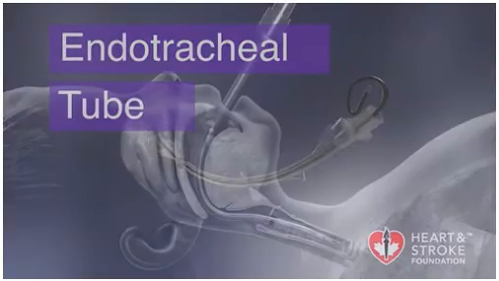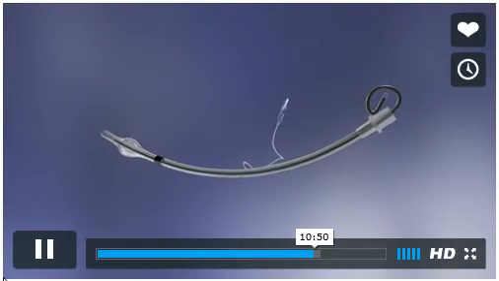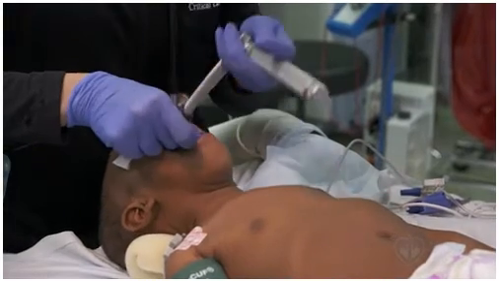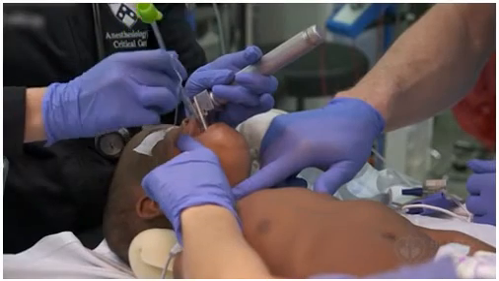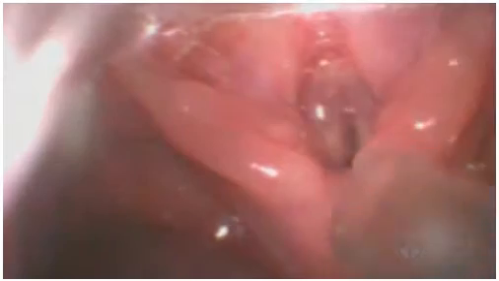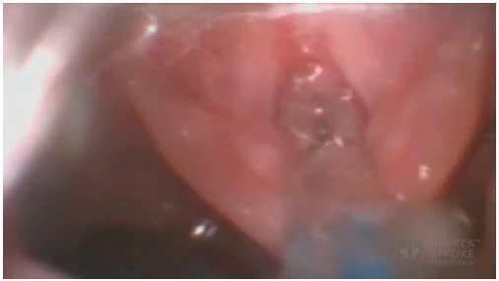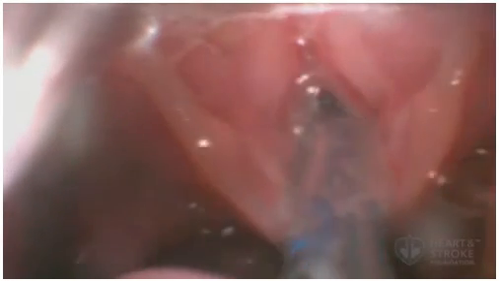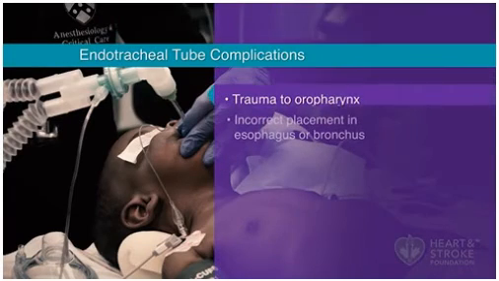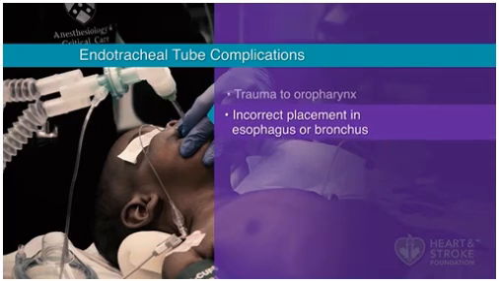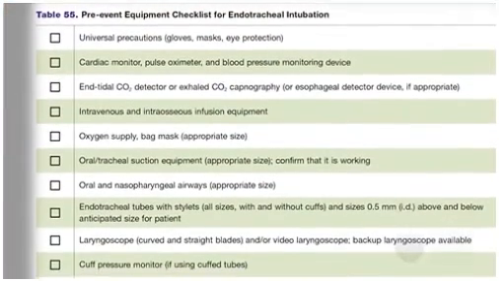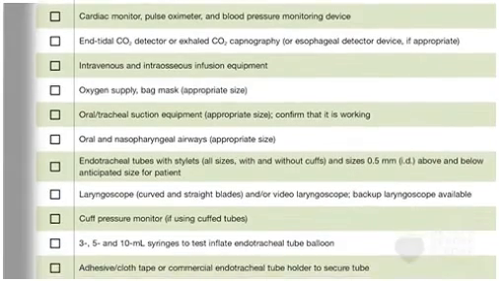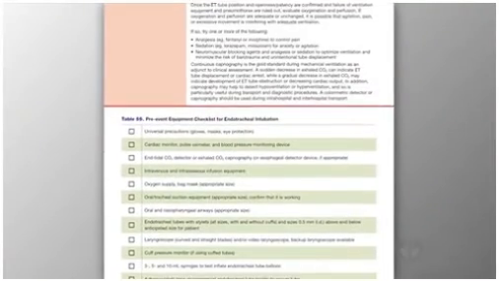The most common advanced airway used in pediatrics is the endotracheal tube. Consider endotracheal intubation if the child is unable to maintain an effective airway, oxygenation, or ventilation despite initial interventions. However, intubation attempts by inexperienced providers can produce serious complications that can include trauma to the oropharynx or incorrect placement in the esophagus or bronchus. For every intubation, there's essential monitoring, procedural, confirmatory, and rescue equipment that must be readily available. Refer to the complete list in your provider manual.